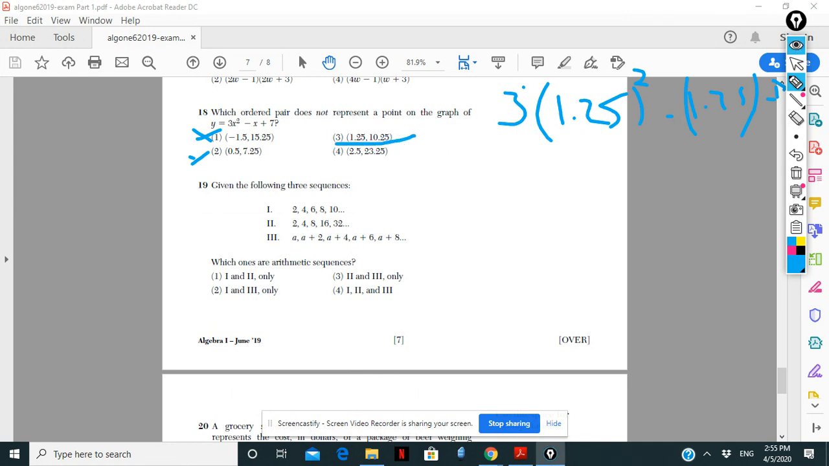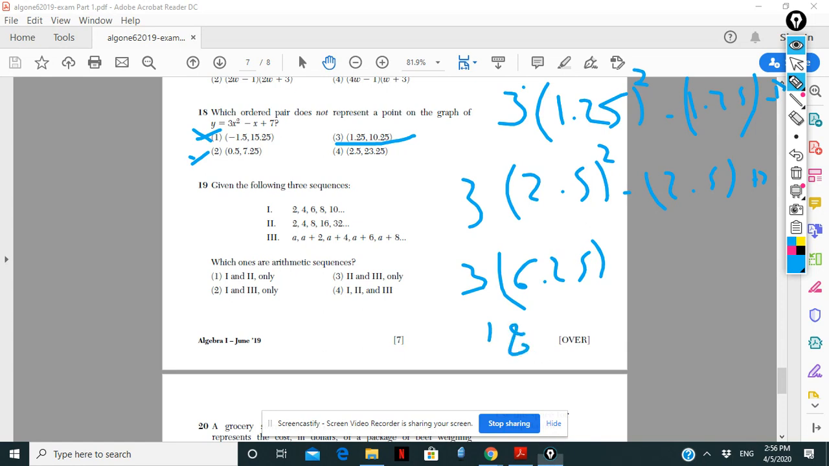18 is the correct answer. To be sure, I'm going to do 2.5 squared minus 2.5 plus 7. 2.5 squared is 6.25, times 3, that's 18.75, minus 2.5 plus 7, that's going to be 16.25 plus 7, 23.5. So that one is working. So the one that doesn't work is 1.25, it's giving me, like we saw in the calculator, 10.43. Okay.